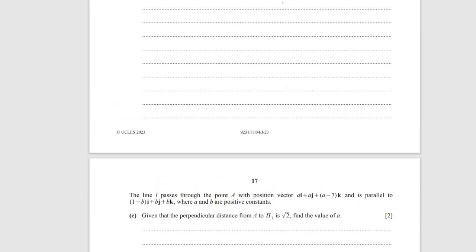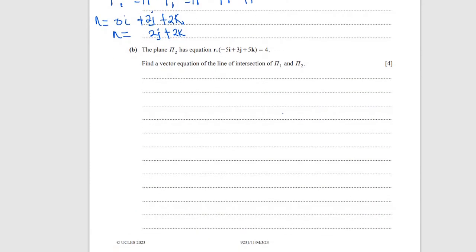Okay, let me check the space for us. The second plane, plane 2, is given to us, as you can see. Let me write it here. Plane 2 is given as r dot, where r is the position (x, y, z), dot the normal. The normal inside this vector is (minus 5, 3, 5), equal to 4.